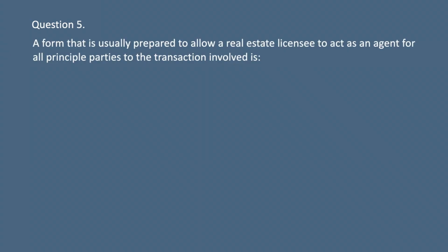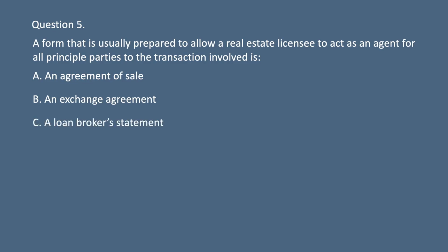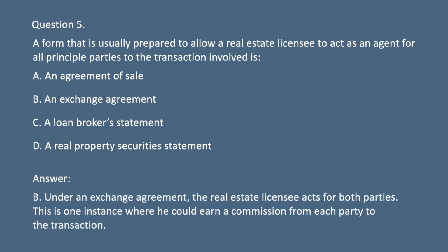Question 5. A form that is usually prepared to allow a real estate licensee to act as an agent for all principal parties to the transaction involved is A. An agreement of sale. B. An exchange agreement. C. A loan broker statement. D. A real property security statement. Answer: B. Under an exchange agreement, the real estate licensee acts for both parties. This is one instance where he could earn a commission from each party to the transaction.